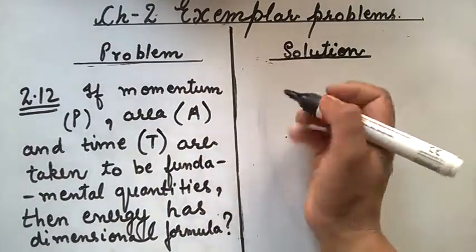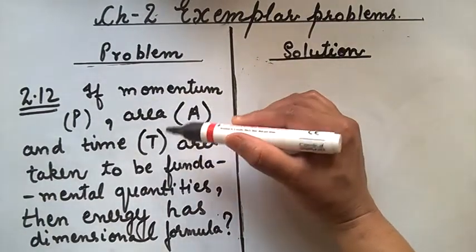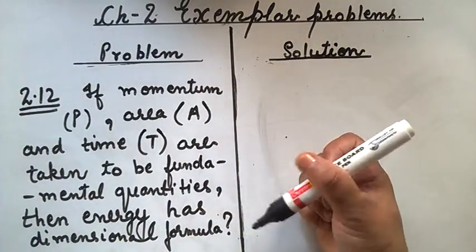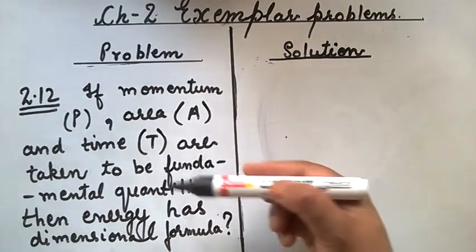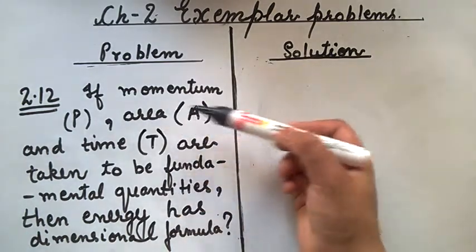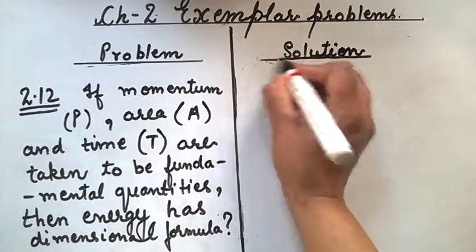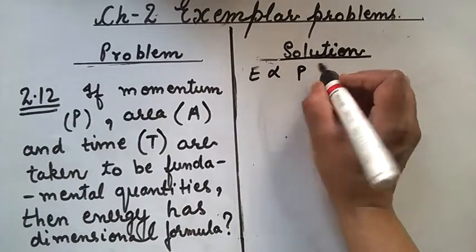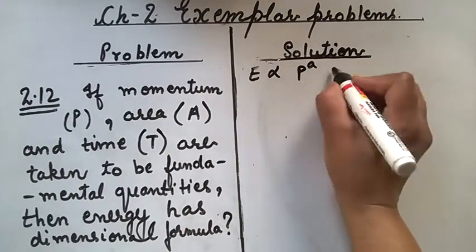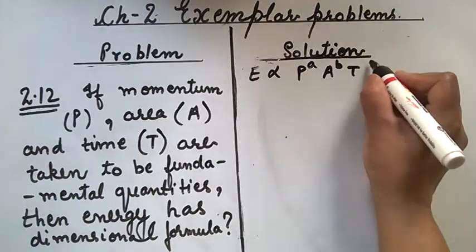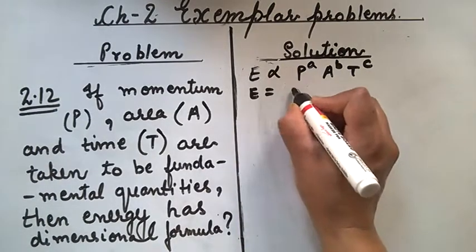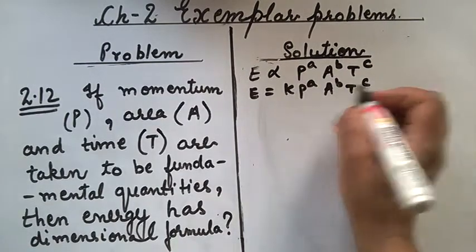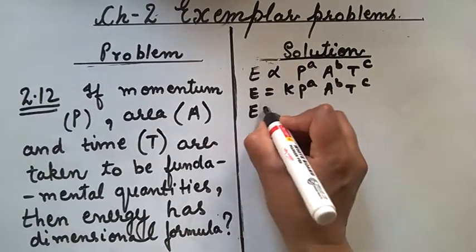Problem number 2.12. If momentum, area and time are taken to be fundamental quantities instead of MLT, then energy has what dimensional formula? So we have to find the dimensional formula of energy in terms of momentum, area and time. Let us consider that energy is proportional to pressure raised to the power A, area raised to the power B and time raised to the power C. It is given as E equals K P to the power A, A to the power B and T to the power C. Here K is equal to 1.